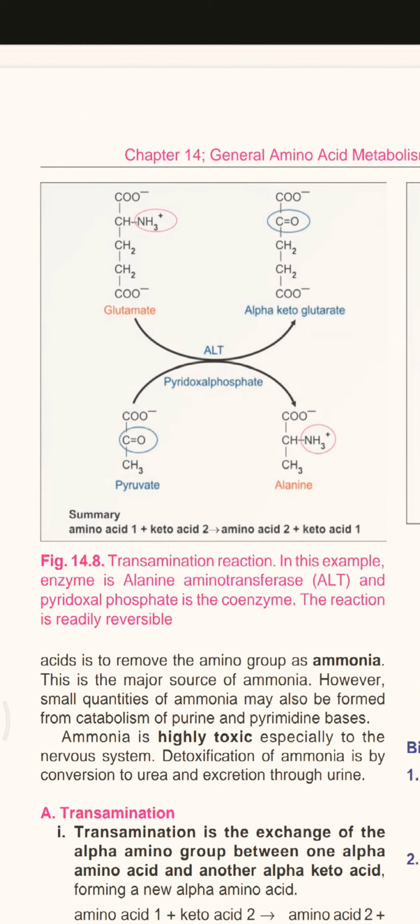Here in this figure, what is happening? Amino group is interchanged between alanine and glutamic acid, and in most of the cases we will see that amino group is accepted by alpha ketoglutarate, and the enzyme is aminotransferase, and the prosthetic group is pyridoxal phosphate.